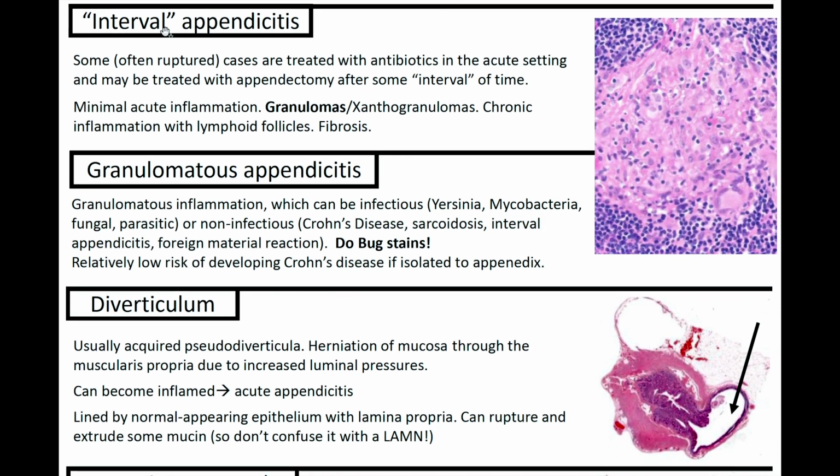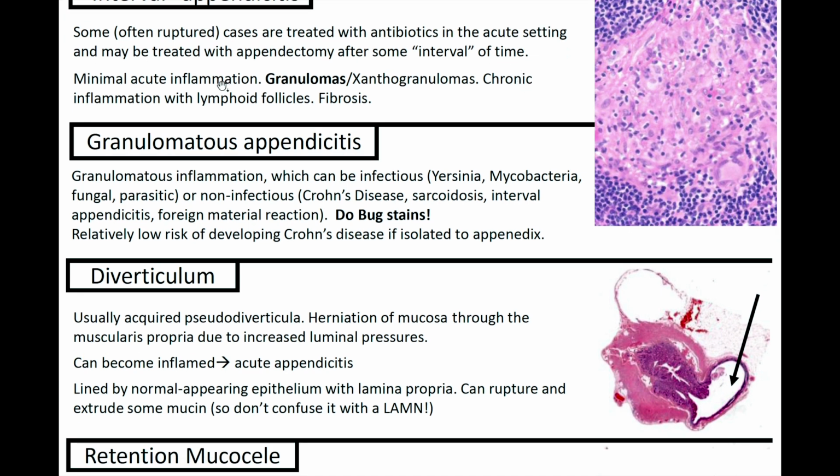All right, next up we've got interval appendicitis. Some often ruptured cases are treated with antibiotics in the acute setting and then may be treated with appendectomy after some interval of time. There's minimal acute inflammation. You can have granulomas, xanthogranulomas, chronic inflammation with lymphoid follicles, and fibrosis.